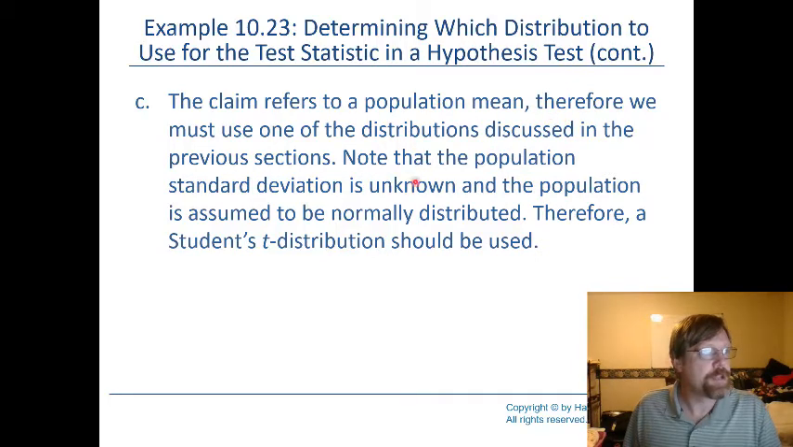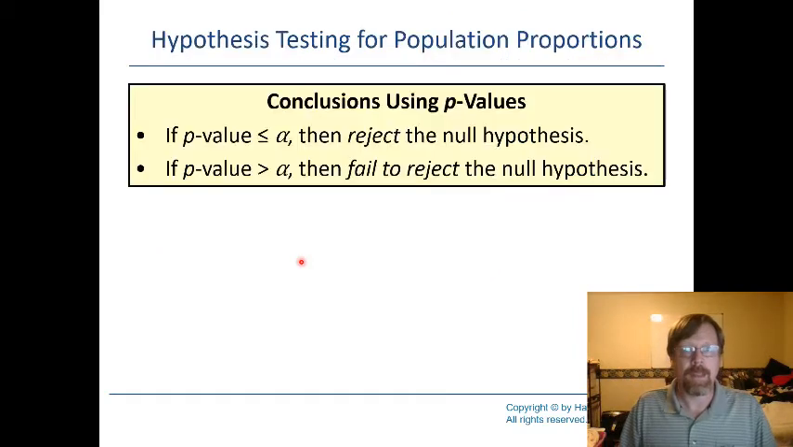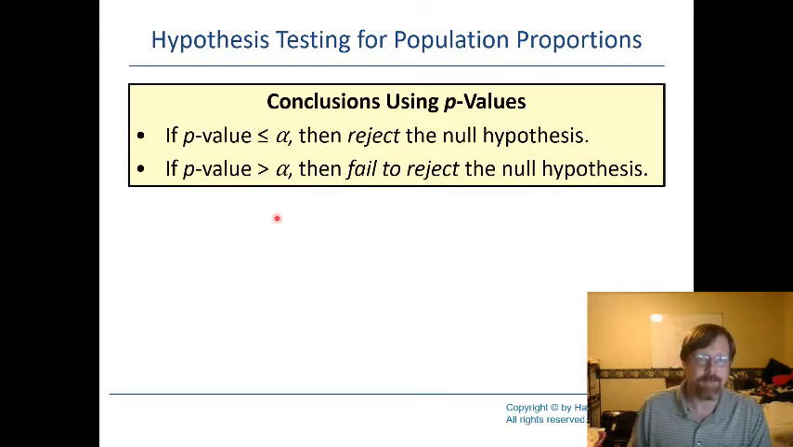Standard deviation is unknown and it's assumed to be normally distributed, so a student's t-distribution is appropriate. Just like with the other two things we discussed, we can do this using p-values. If the p-value is less than the significance level, we reject the null hypothesis. If it's greater than the significance level, we fail to reject the null hypothesis.